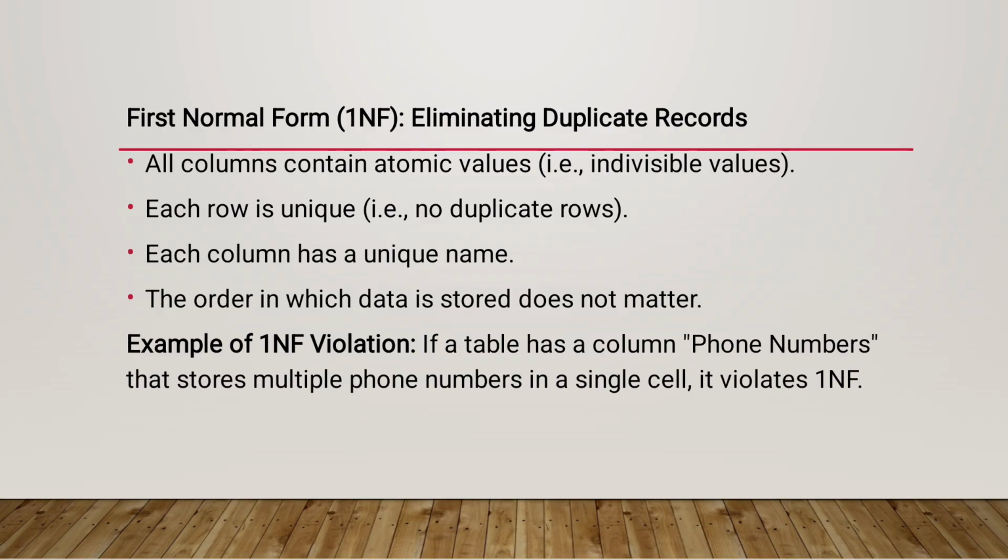Each row should be in a unique form. Each column has a unique name. The order in which data is stored does not matter. The data should be stored with unique names and unique rows. Example, if a table has a column phone number and it's stored in multiple forms, it violates the first normal form. So what will we do? We have to store the phone number in a separate single cell.